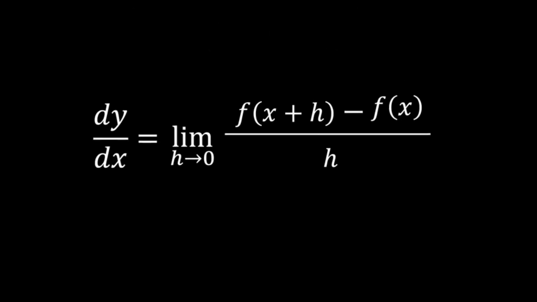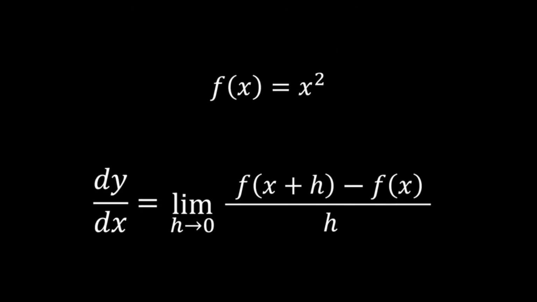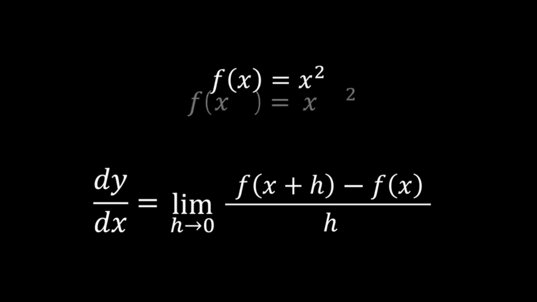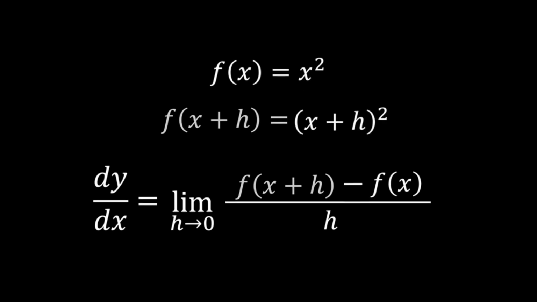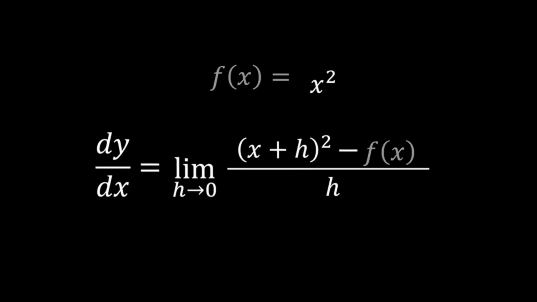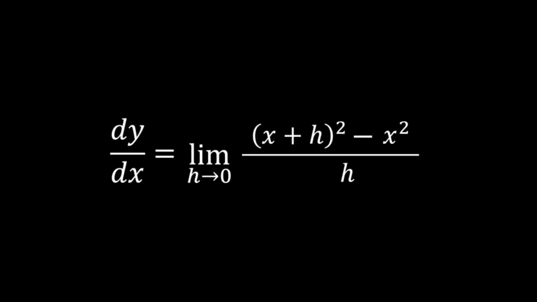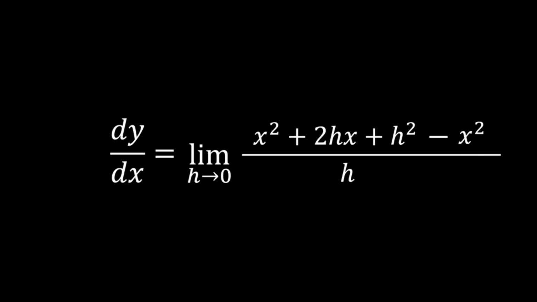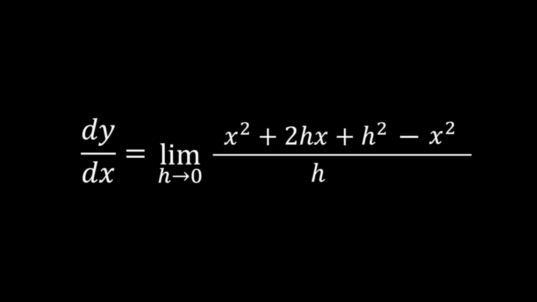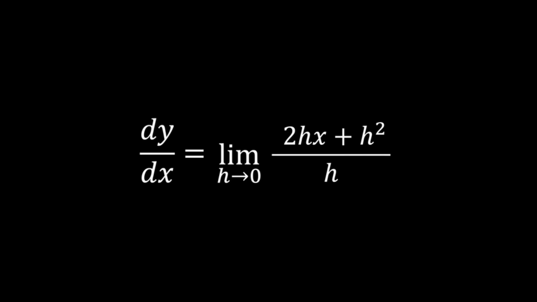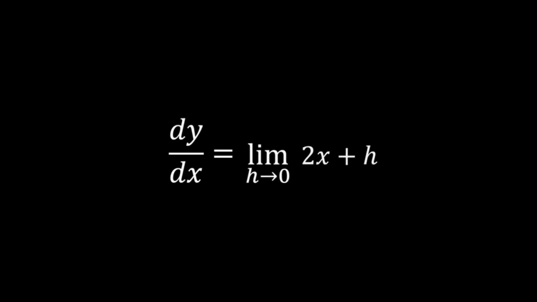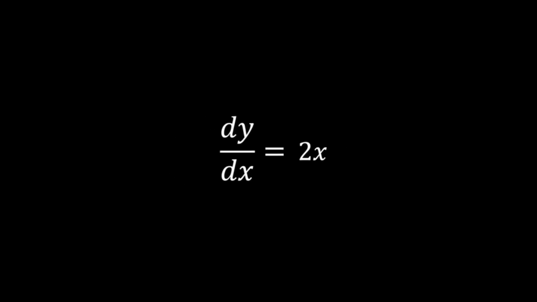For example, let's differentiate f of x equals x squared from first principles. Start with the formula. Substitute f of x plus h as x plus h squared, for f of x equals x squared. The formula becomes x plus h squared minus x squared, all divided by h. Expand the numerator to get x squared plus 2xh plus h squared minus x squared. Cancel out the x squared terms. Simplify by dividing each term by h. Finally, take the limit as h tends to 0, which gives 2x. So the derivative of x squared is 2x.